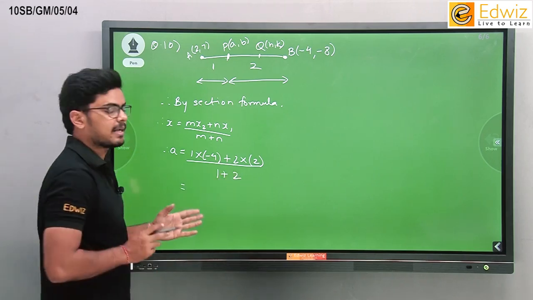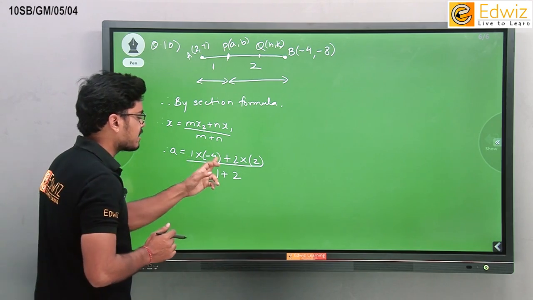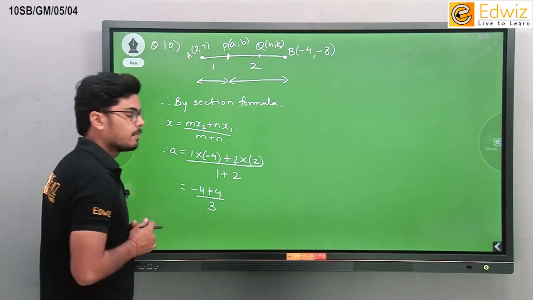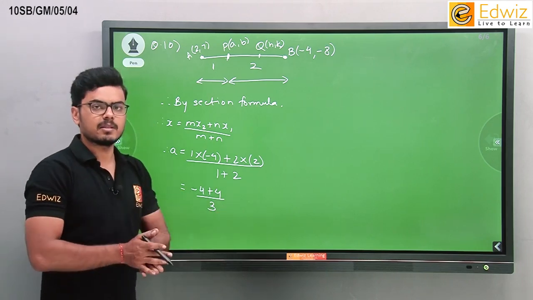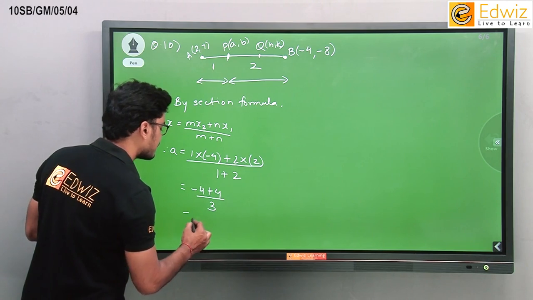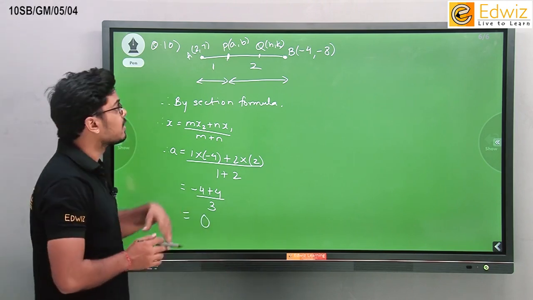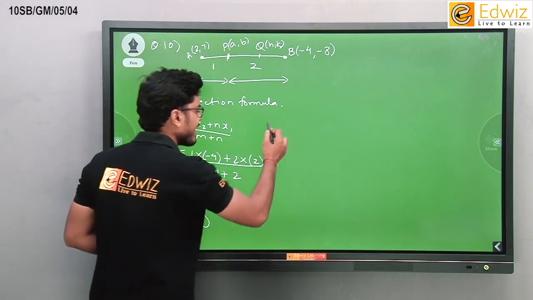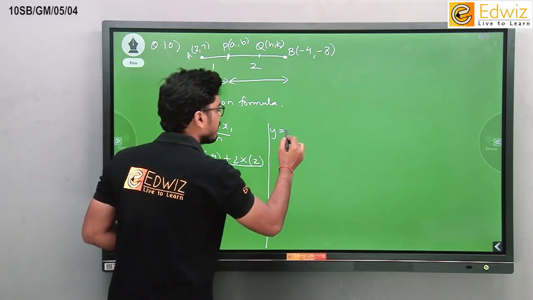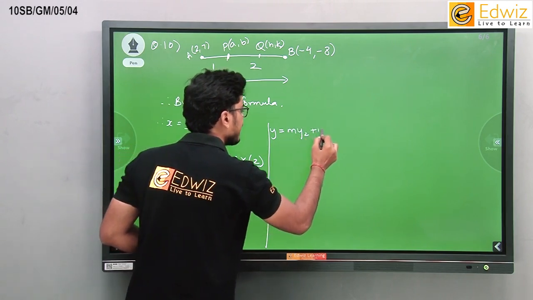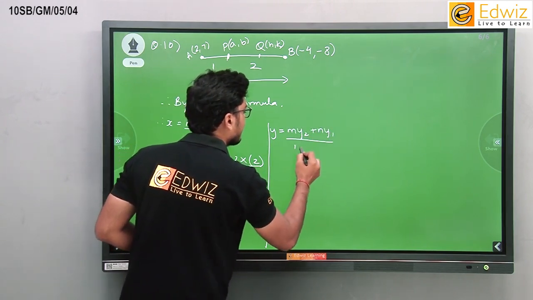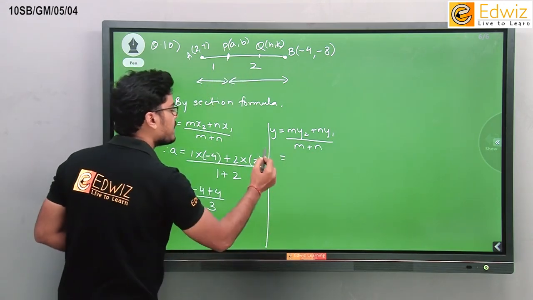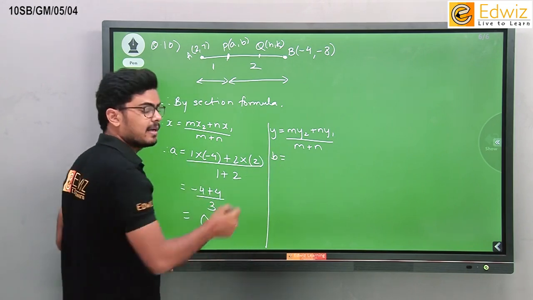Okay, so here we'll get the value of x, that is -4 plus 4 divided by 3. But -4 plus 4 will become 0. So 0 divided by anything is still 0. That means what? The x coordinate of point P is 0. Now let us find out the y coordinate. Formula is my2 plus ny1 divided by m plus n. Correct? So once again, what is y for us? So we found out x, now we are finding out y.